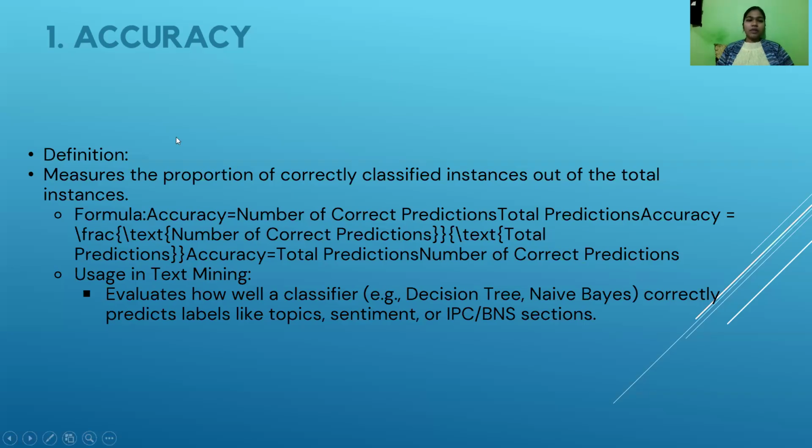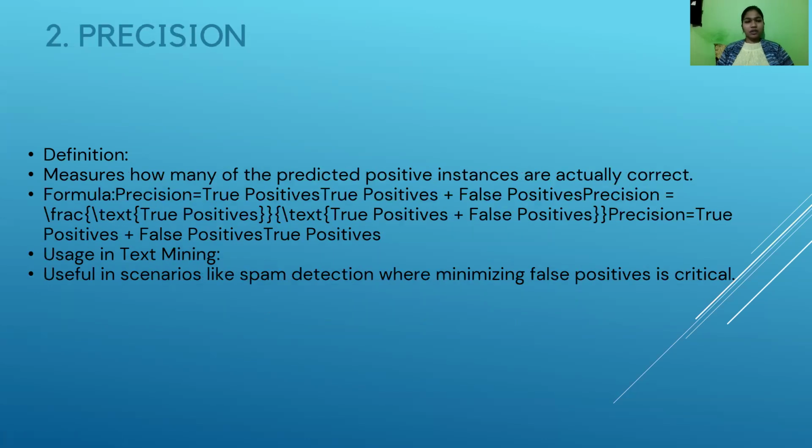First, accuracy measures the proportion of correctly classified instances out of the total instances. Formula: number of correct predictions upon total predictions. Usage in text mining: evaluates how well a classifier correctly predicts labels like topics, sentiments, or IPC or BNS section.